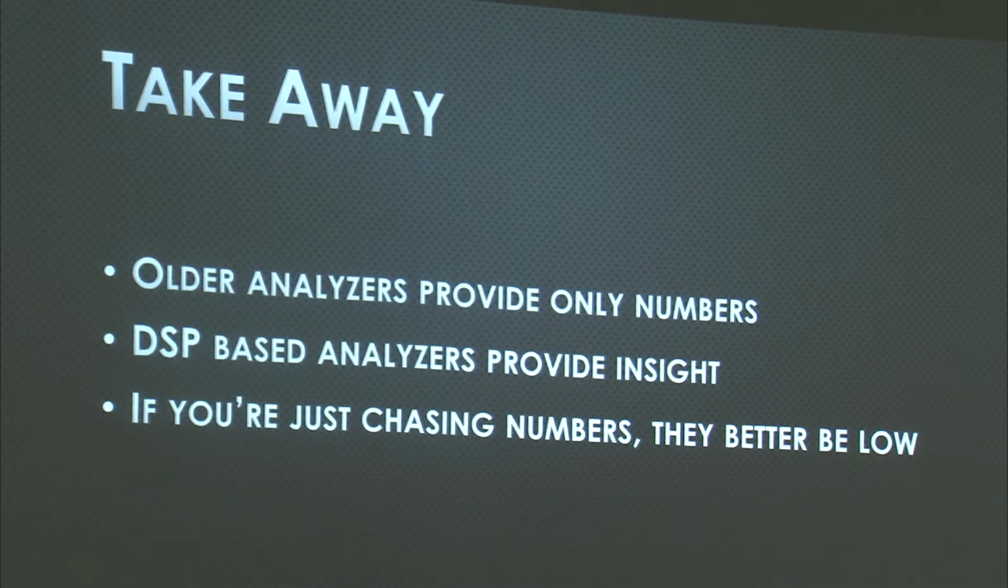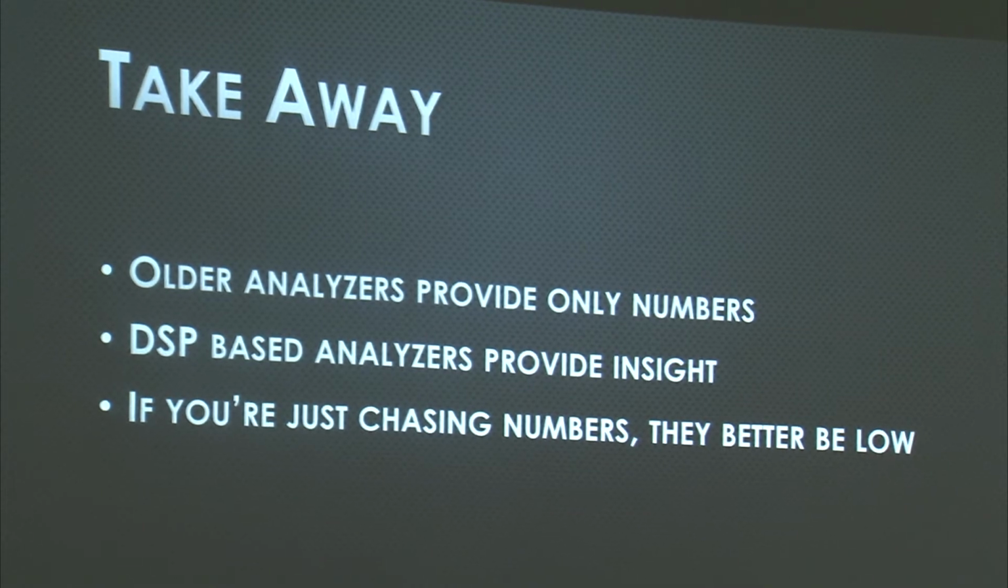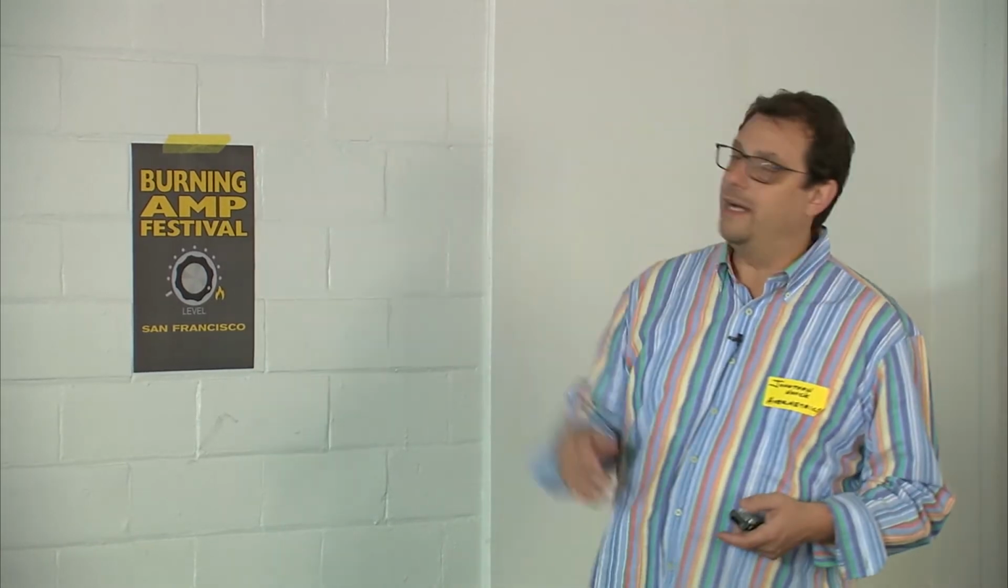So the takeaways from this: when you get an older analyzer, they're all measuring THD plus N because of the way they're designed, it is easy to notch out. Most analyzers are notch analyzers. So it's easy to notch out the single pure tone, and what you see is everything else. When you get to the DSP analyzers, you can get some insight. You can see the spectral content that's in your waveform.